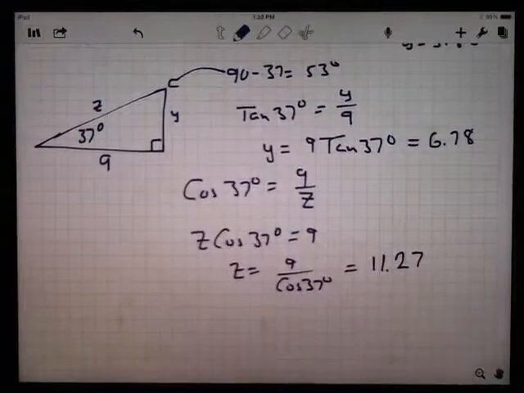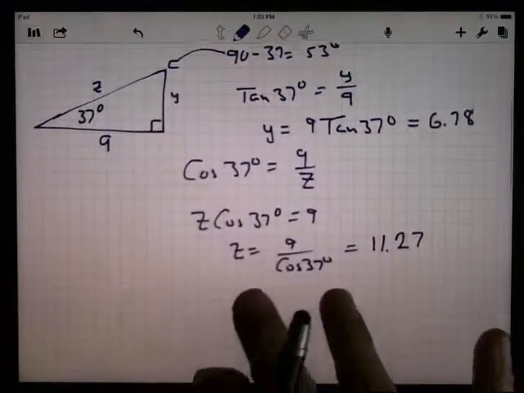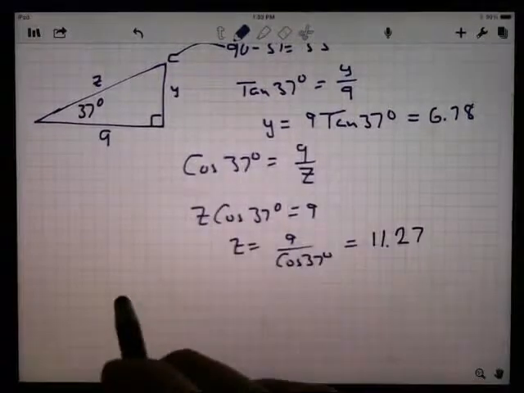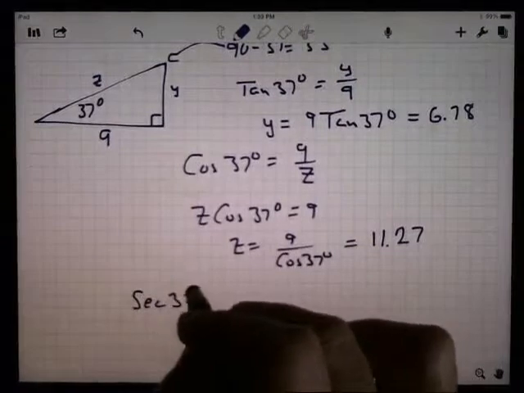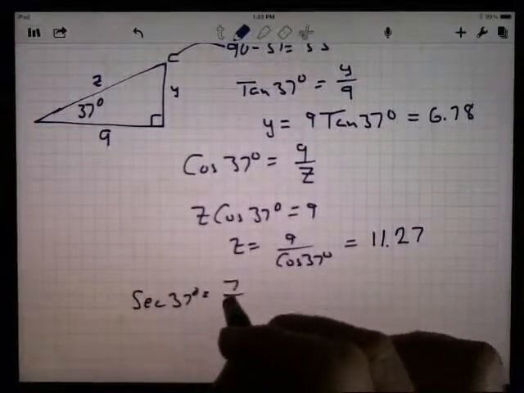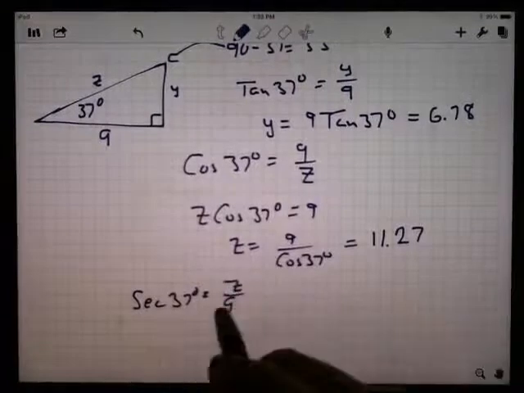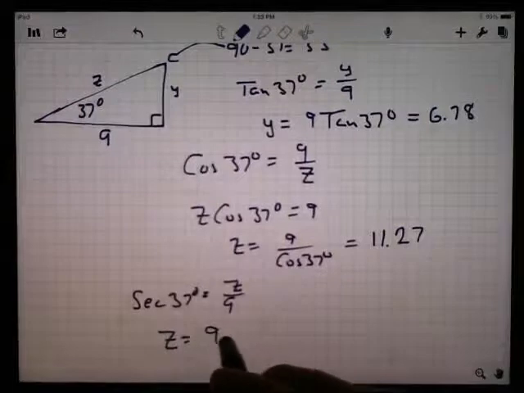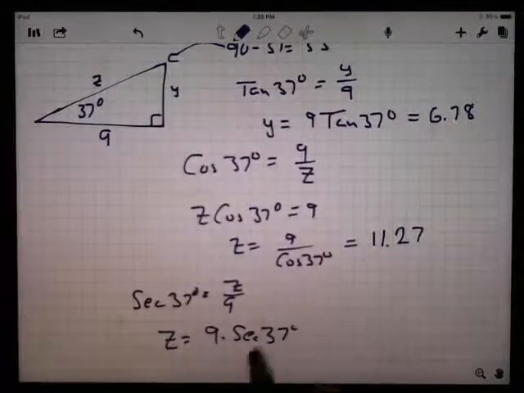All right. Now, some of you might have done this. Rather than that, they might have said, well, I like the z on the top better. So maybe you did do this one as the secant of 37 degrees equals z over 9. That's a z on the top, z over 9. So multiplying both sides by 9, you get that z is 9 times the secant of 37 degrees.